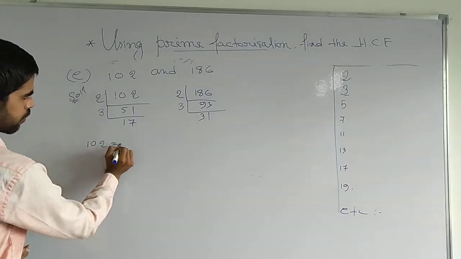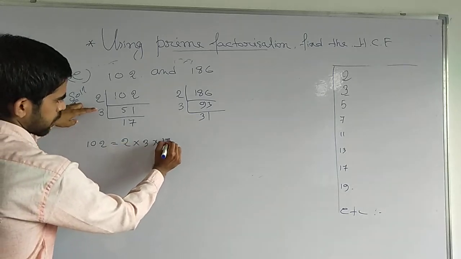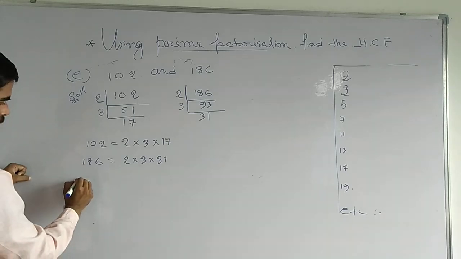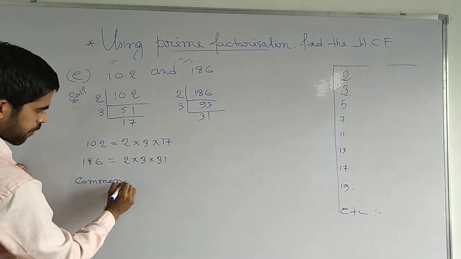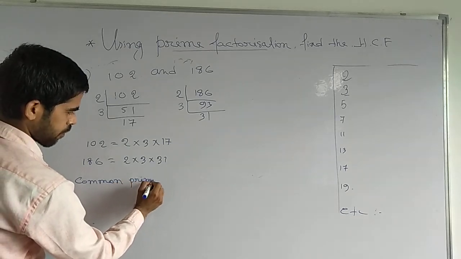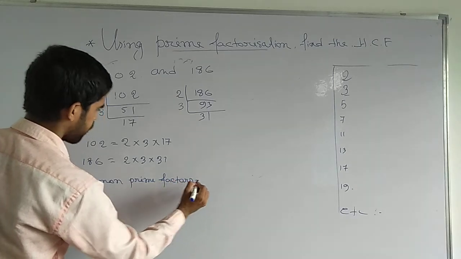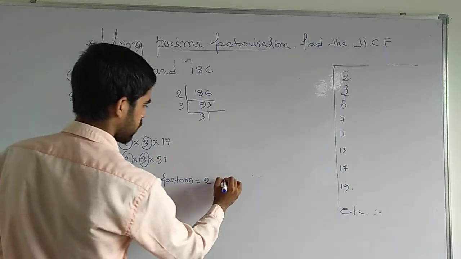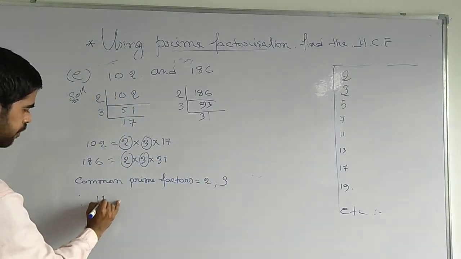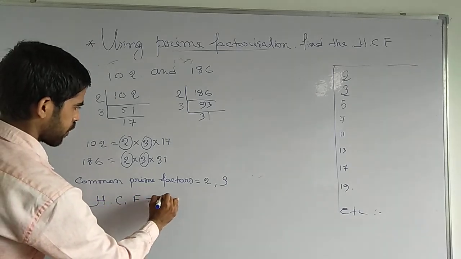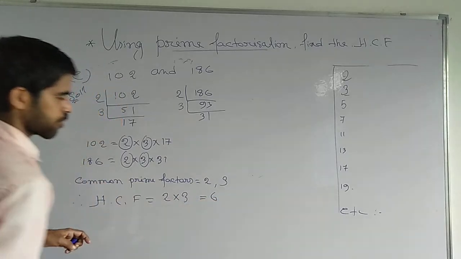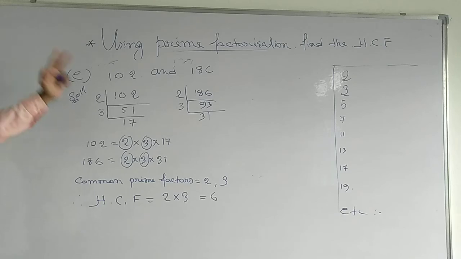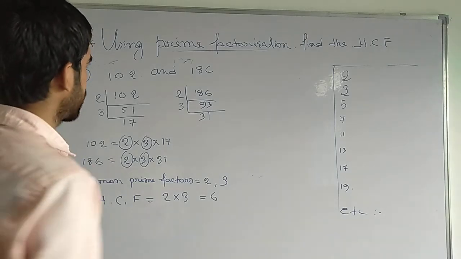So 102, write like that, 2 into 3 into 17, and this 186, 2 into 3 into 31. So common, which one? 2 and 2, and then 3 and 3. Okay, so here ACF will be 2 into 3. Okay, now it is 6. So ACF is what? 6. Okay, now I'll show more one example. Okay, this one you write nicely. I think you understood clearly. So I will show you more example.